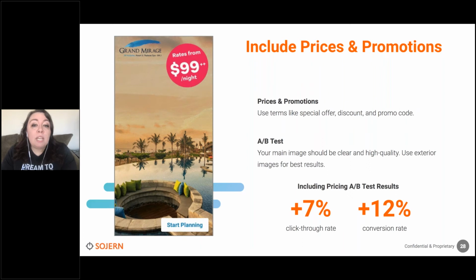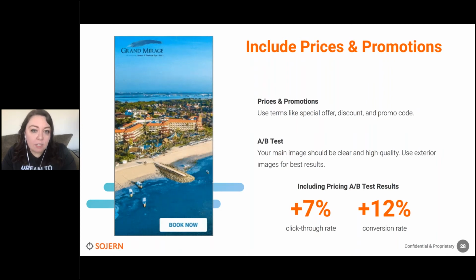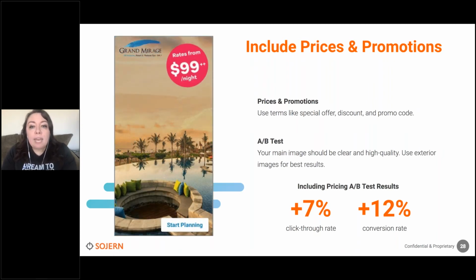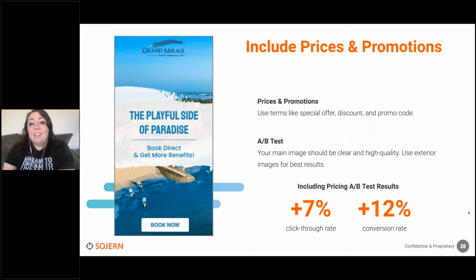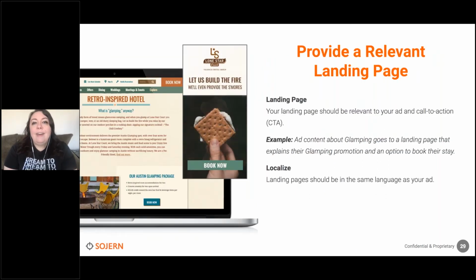We also performed an A/B test on this and found that including the starting at room rate on ads resulted in a 7% lift in the rate, as well as a 12% lift in the conversion rate compared to ads that didn't include the room rate. So don't be shy to include your prices. And then one final best practice for you, and then we'll open it up to Q&A.